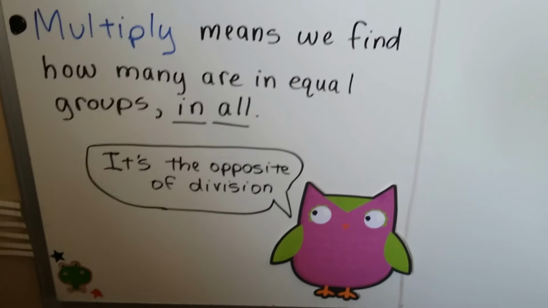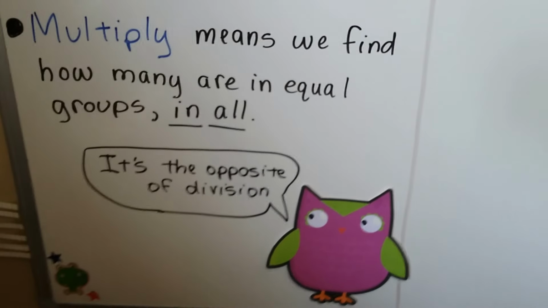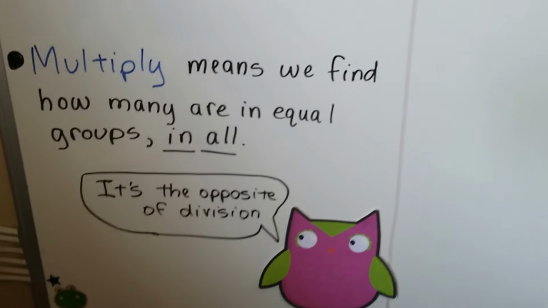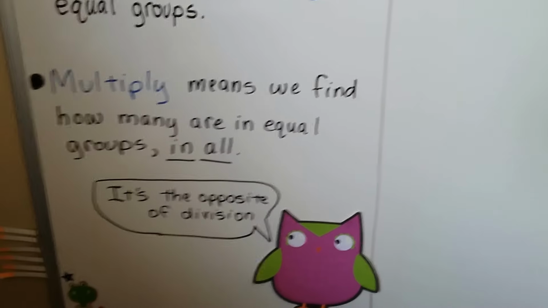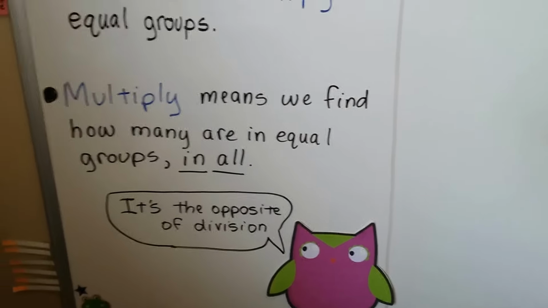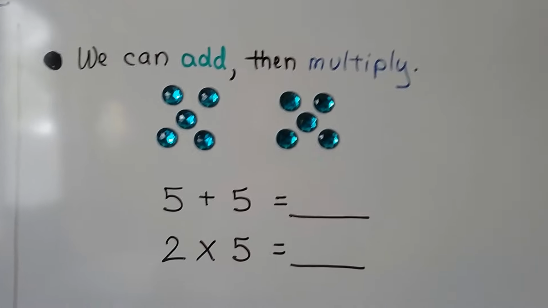It's the opposite of division. And we'll talk more about division farther on in the chapter, okay? But it is the opposite of multiplication, and multiplication is the opposite of division. They're the opposites of each other. Well, we can add and then multiply.